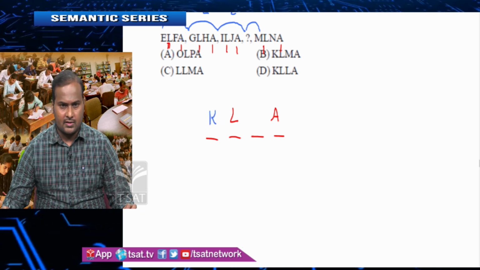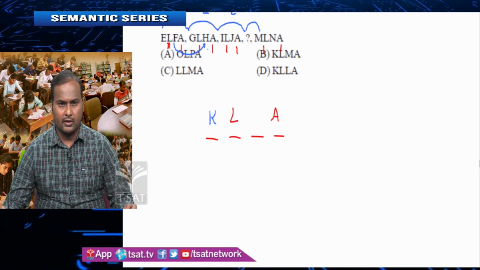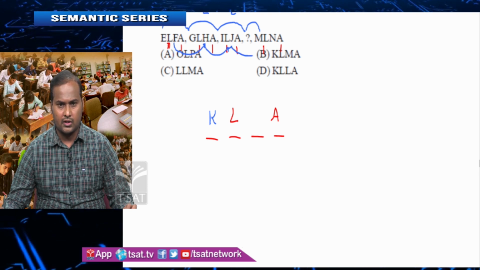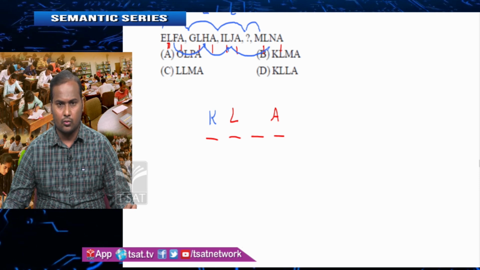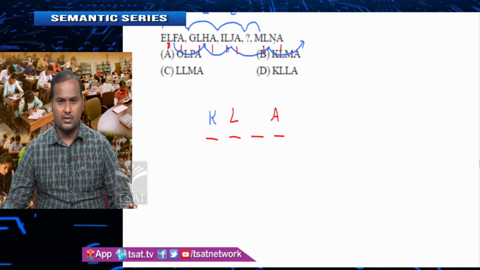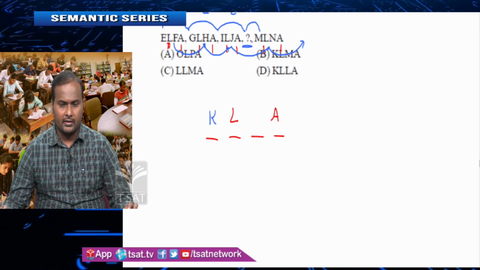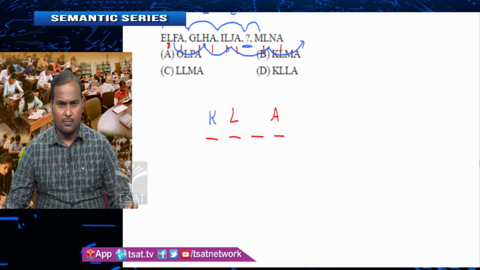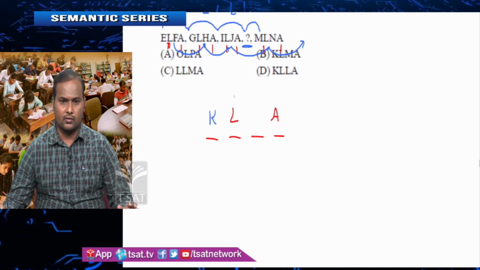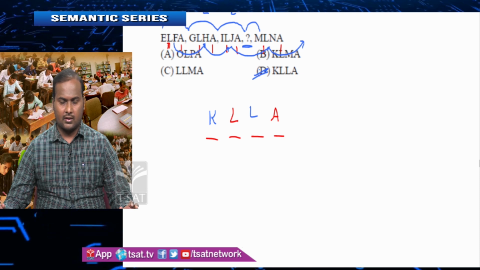So the next series, we will see the next series. Here it is F, it is H. So F to H it is increasing by 2, H to J also it is increasing by 2. Again J to N is also increasing by 2. So obviously what is the next increase? That is N, N plus 2, N is 14, 14 plus 2 is 16. Sorry, here we need to find out the answer, right? So obviously here J, J plus 2, J is 10 plus 2 is 12. So your answer is L. So your answer is KLLA. So your answer is option D.